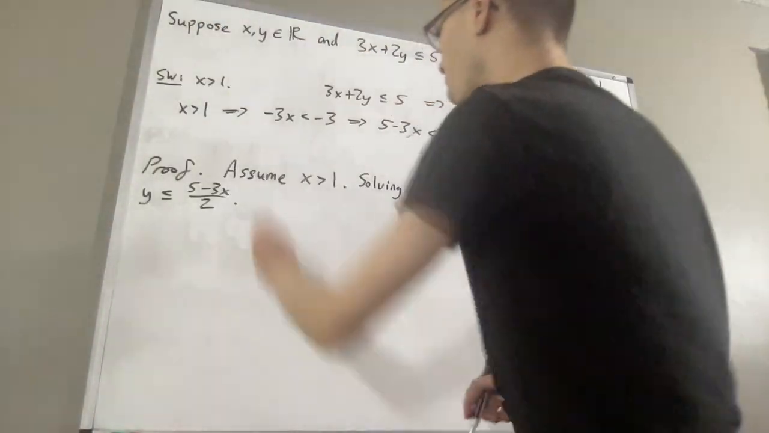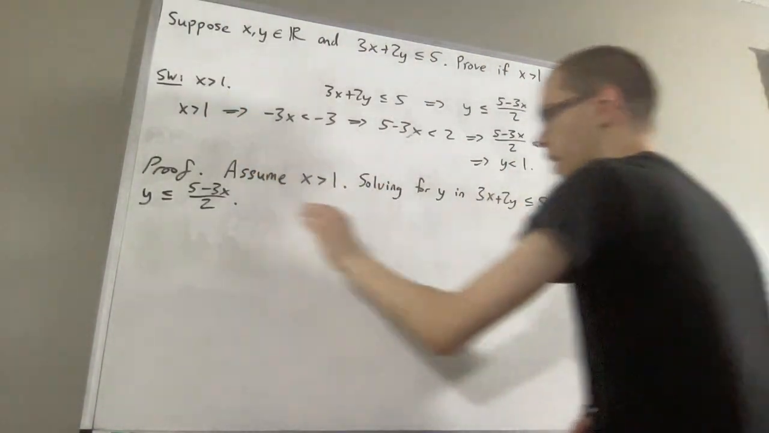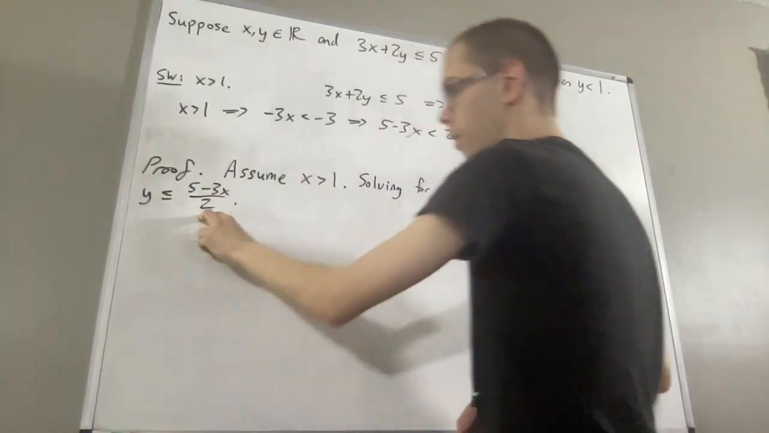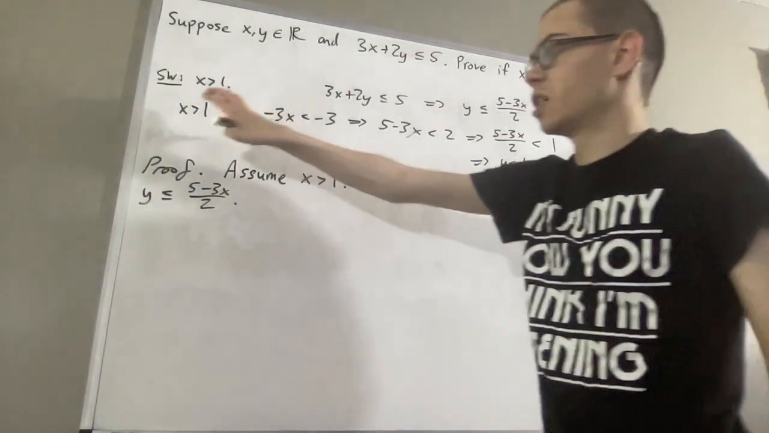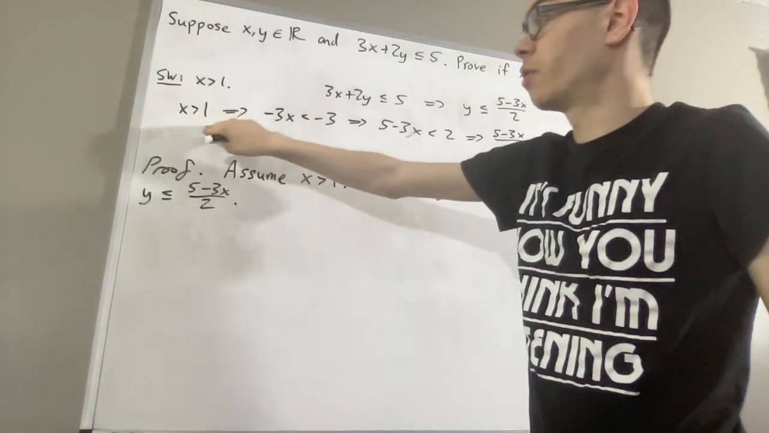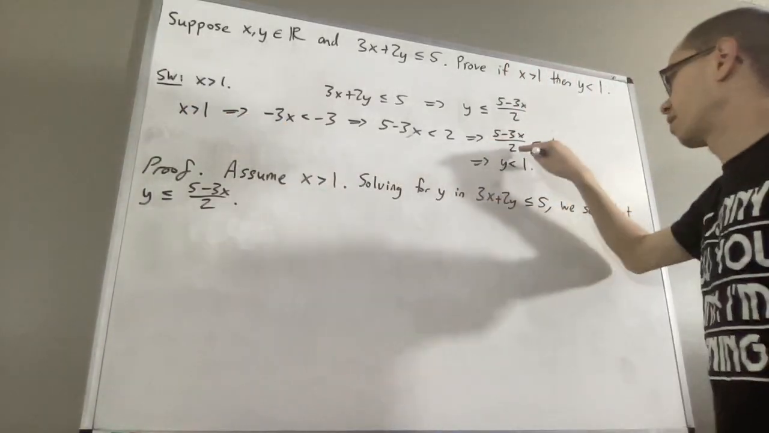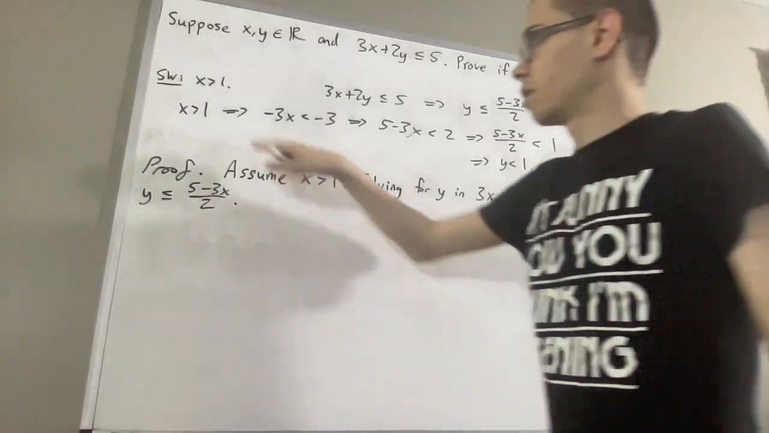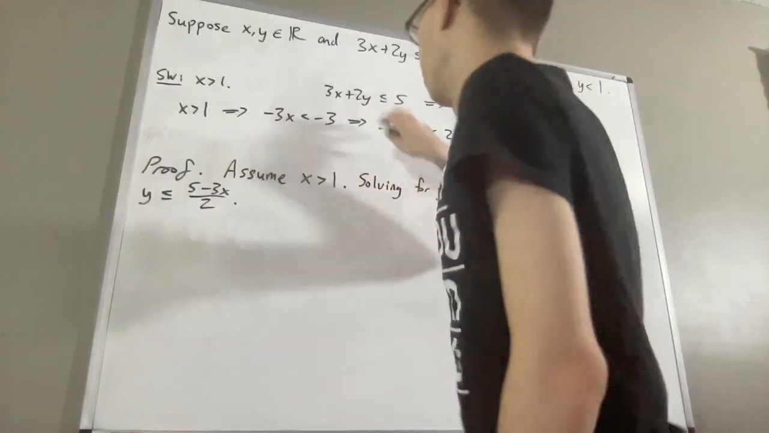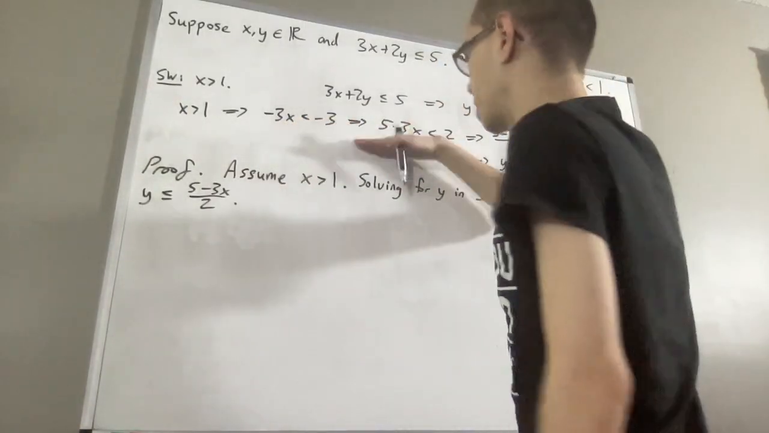But then, throughout the rest of our scratch work, we showed that 5 minus 3x over 2 must be less than 1. Right? We basically just converted our inequality x greater than 1 to 5 minus 3x over 2 is less than 1. So, basically we're just going to follow what we did in this chain right here.